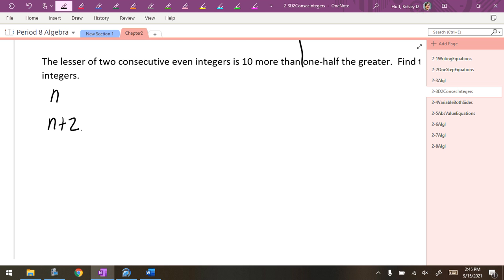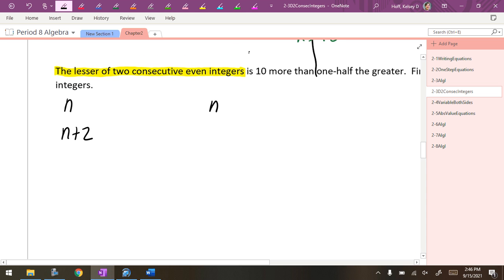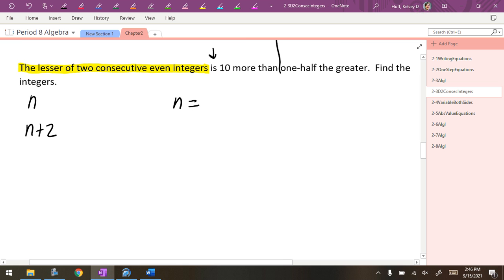All right, pencils down. Most of you are incorrect. The lesser of 2 consecutive even integers. What's that mean? It does not mean subtraction. It's the smaller number between the two. How do you know n's smaller? The other one you're adding 2 to. So the smaller of the two even integers, n, in math means equals 10 more than, adding, half the greater.